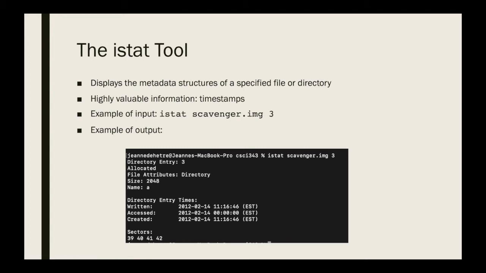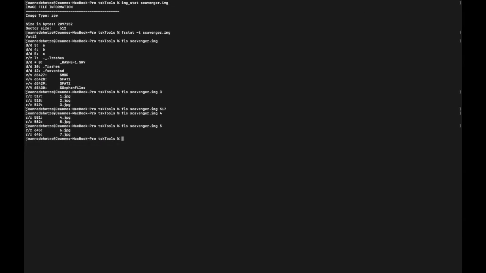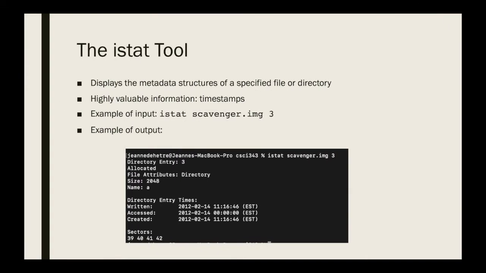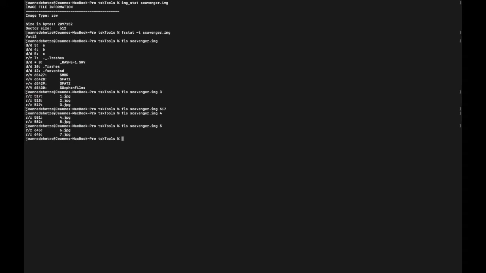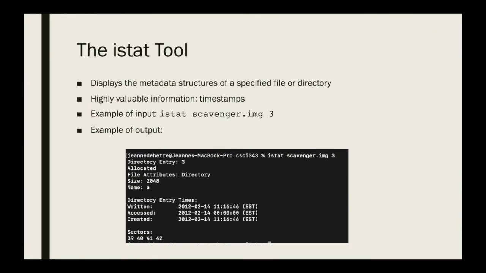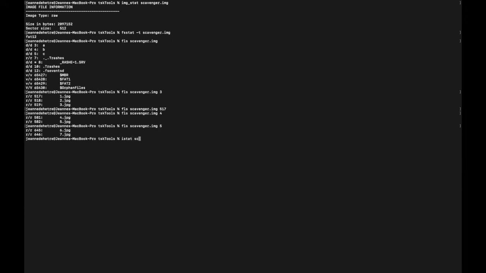So the istat tool is very important for getting some valuable metadata. As you can see here, the istat tool will display metadata structures of a specified file or directory. So this is where that inode value becomes important, because the inode value is going to be needed for this command, because you have to specify to the Sleuth Kit what file it is you want the metadata structures from. So we're going to do this command, which will be the istat scavenger.img, and then we'll stick to 3 and we'll get those metadata structures.